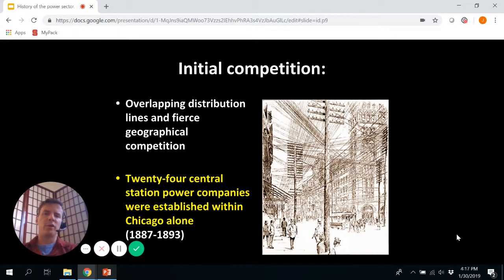So during this period of initial competition, you had lots of overlapping distribution lines and really fierce geographical competition for customer bases. For example, in Chicago alone, over the period of 1887 to 1893, there were 24 central power companies established in order to serve electricity to customers. I couldn't find a photograph, but this is an artist rendition of what the streets of Chicago looked like at this time with all these power lines overlapping.